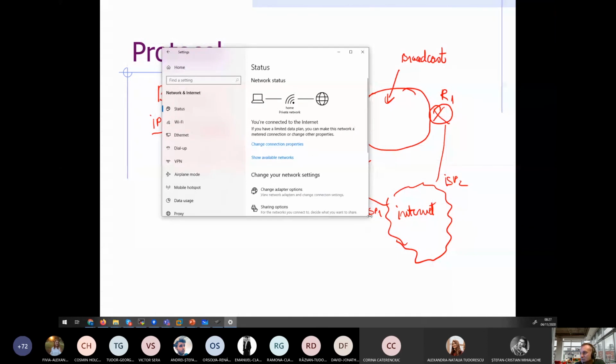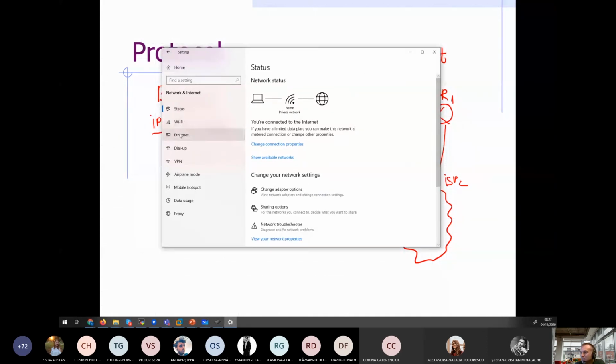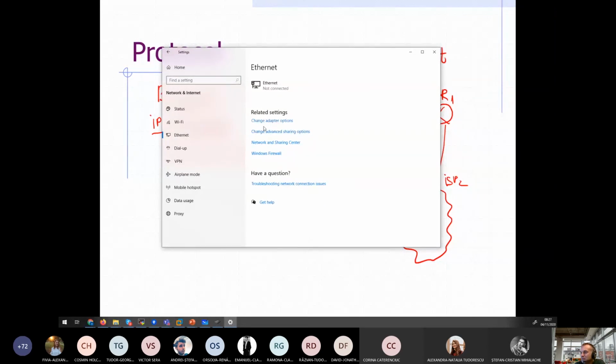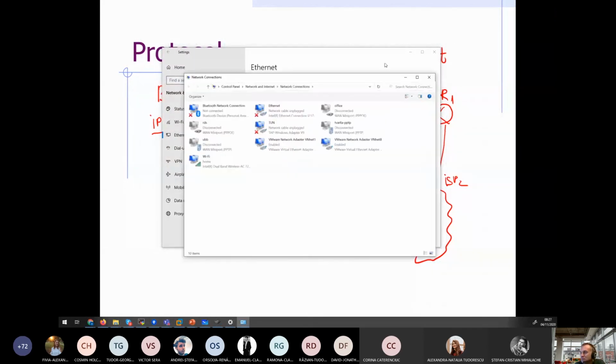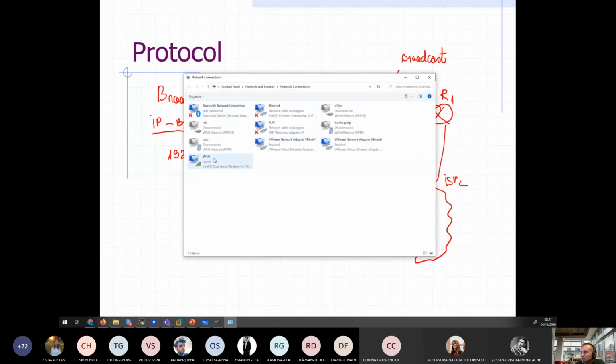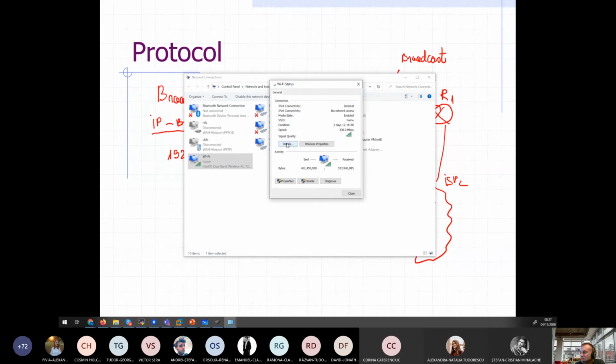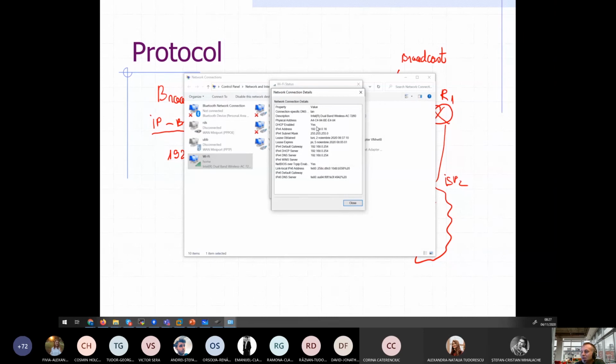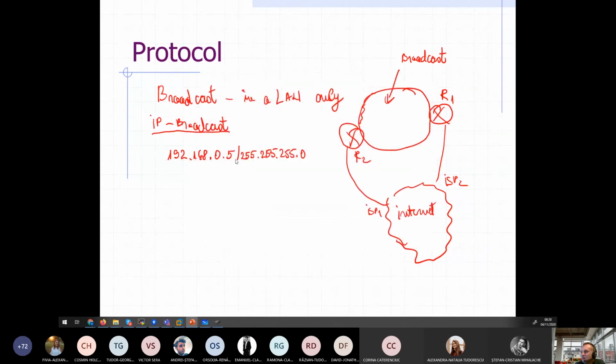If I am to show you an example, you find it on Windows: change adapter options, then for example my Wi-Fi connection status, and details. You will get the information that you get with the ipconfig command. This is the IP address I have. This is the mask. Now, how do you compute the broadcast address for this network? I have 192.168.0.something, and this is the mask. It's the exact example that I gave you here.